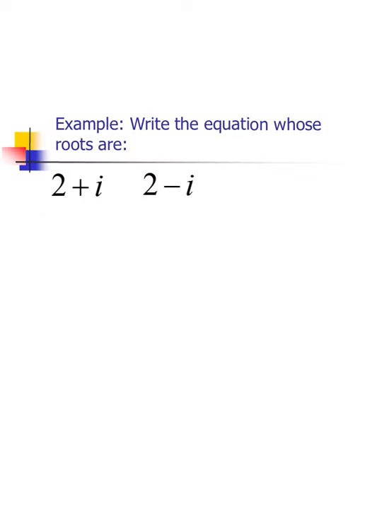And the last one, again, we're going to read carefully. It says, write the equation whose roots are. So again, I need the sum. So I have to add these. 2 plus 2 is 4. I minus I is nothing.